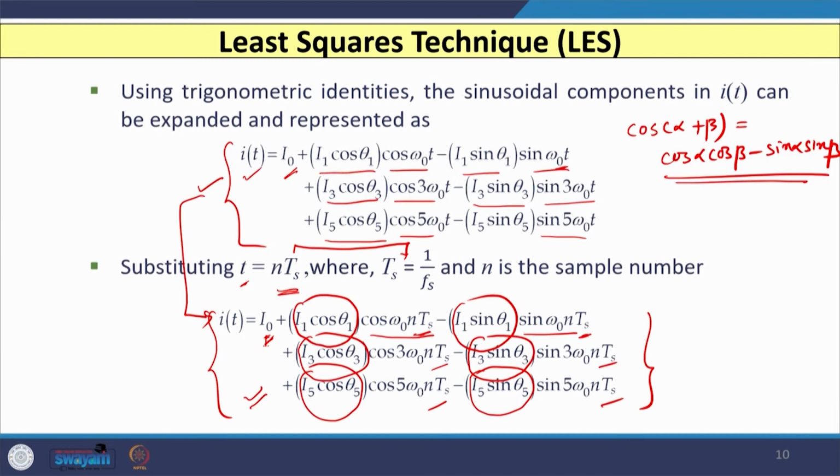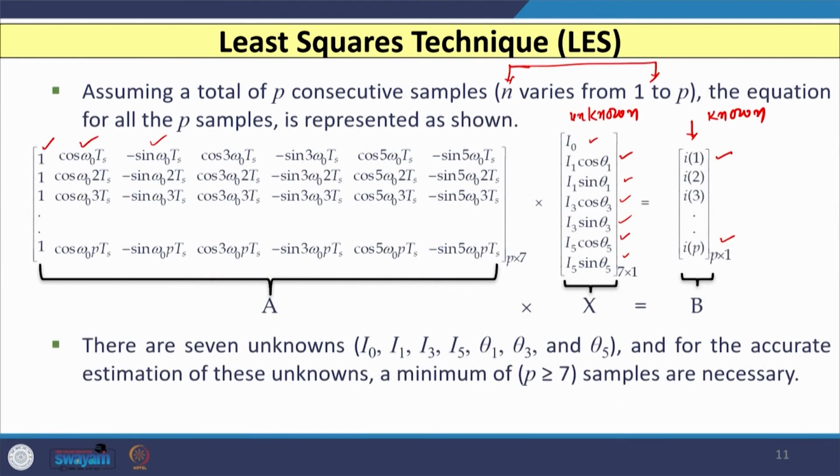Same way, you write cos 3 omega 0 n into T s, with n equal to 1, and sin 3 omega 0 n into T s. So, you have this term and this term, and similarly this one. Now, this is for n equal to 1. If you again put n equal to 2, then you have 1, cos omega 0 2 T s, again the sin term, and again this term.